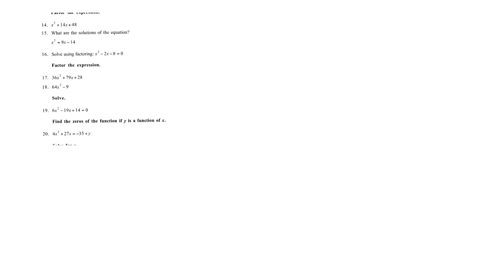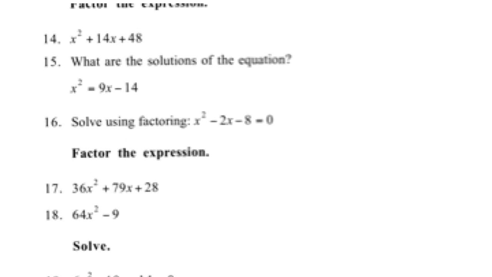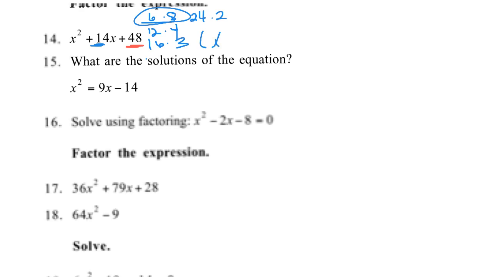So factor the expression: what numbers multiply to 48 and add to 14? So let's see, positive 48 and 14. 48 is 6 times 8, 12 times 4, 16 times 3, 24 times 2. Which of these can add to 14? It's 6 and 8, so x plus 6 and x plus 8. It's just asking you to factor, not solve, so you're looking for the factors.